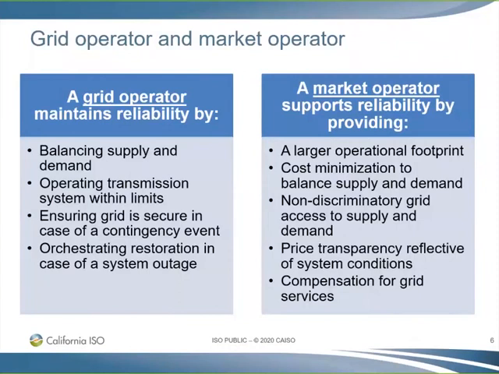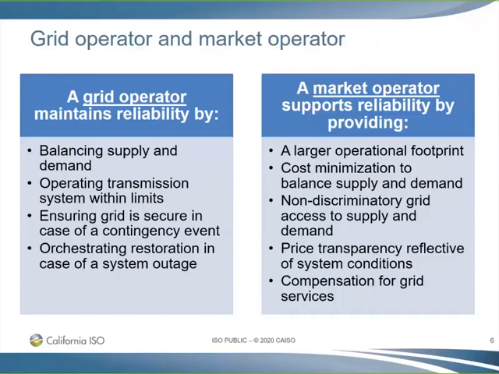I have a diagram here that shows the difference between a grid operator and a market operator. On the left-hand side, you can see that a grid operator maintains reliability by balancing supply and demand, operating the system within its limits, making sure the grid is secure in the event of a contingency event, and we orchestrate restoration in case of a system outage.